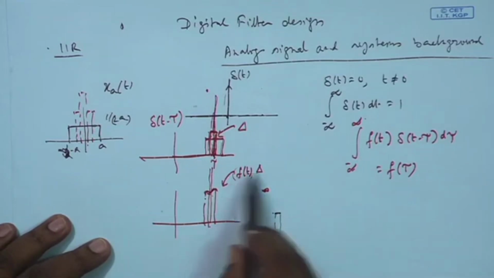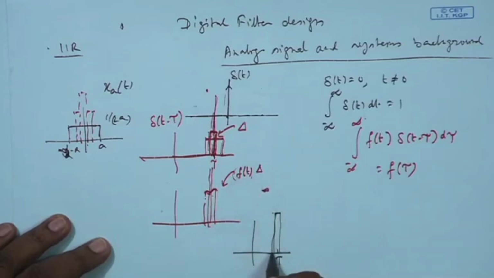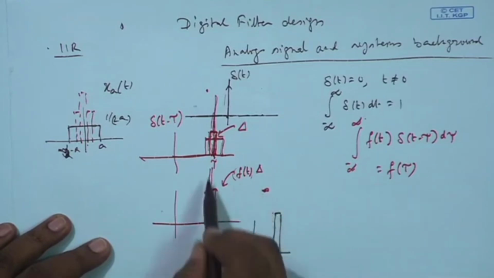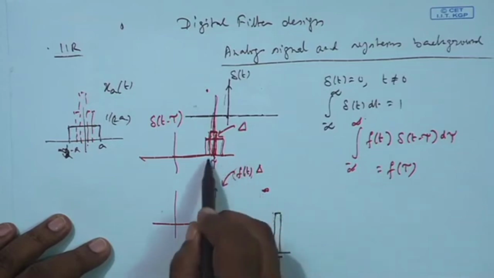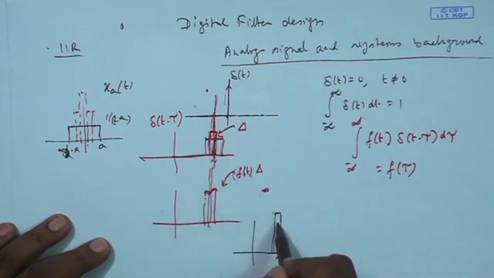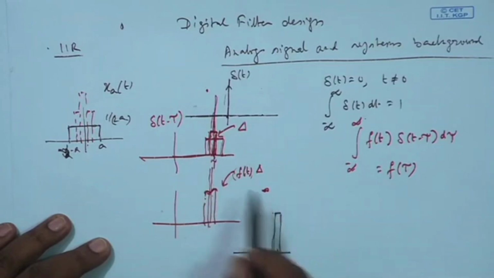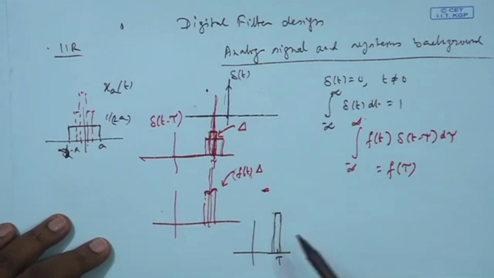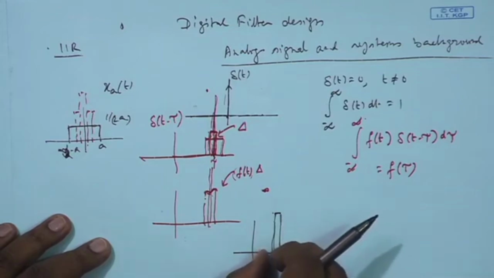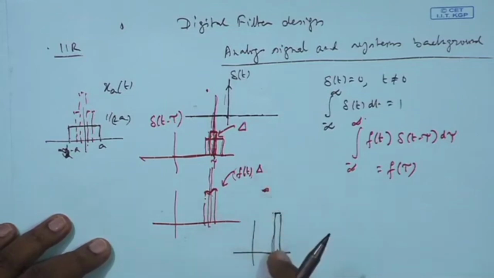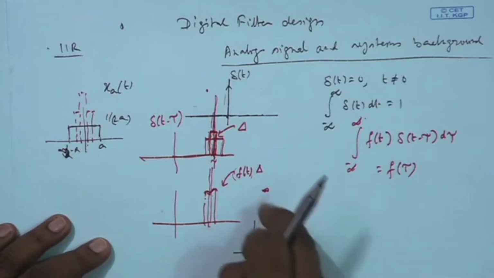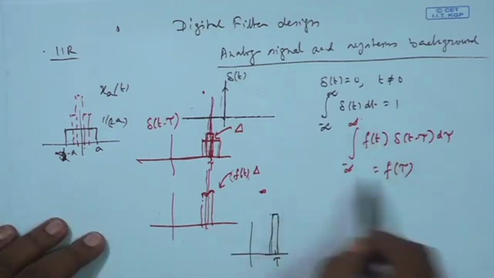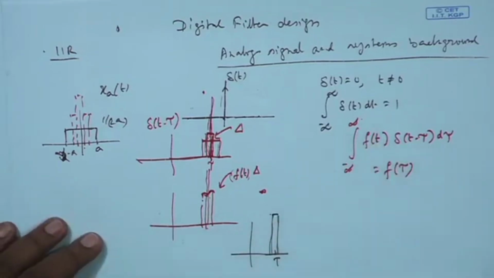So f t into delta amounts to multiplying this very narrow capital delta with the center value of the function at tau, and the area will be f tau times the original area, that is 1. So it is f tau, and as you squeeze it, the height goes up, the area remains the same, f tau into 1, which is f tau. So finally, in the limiting case also it will be f tau.